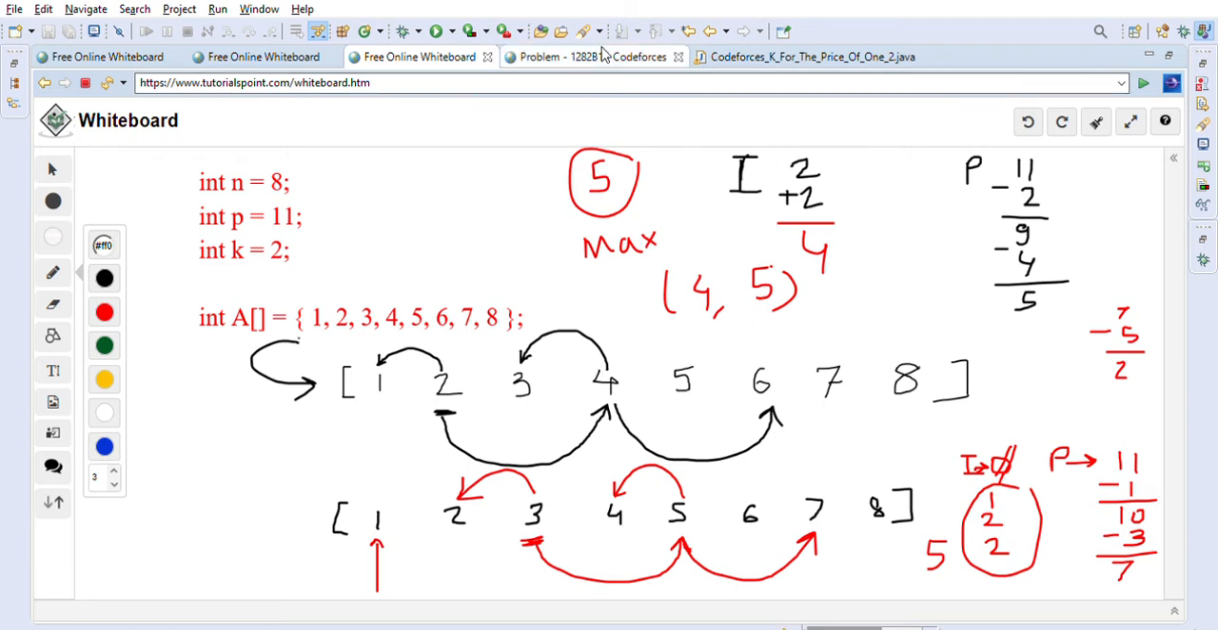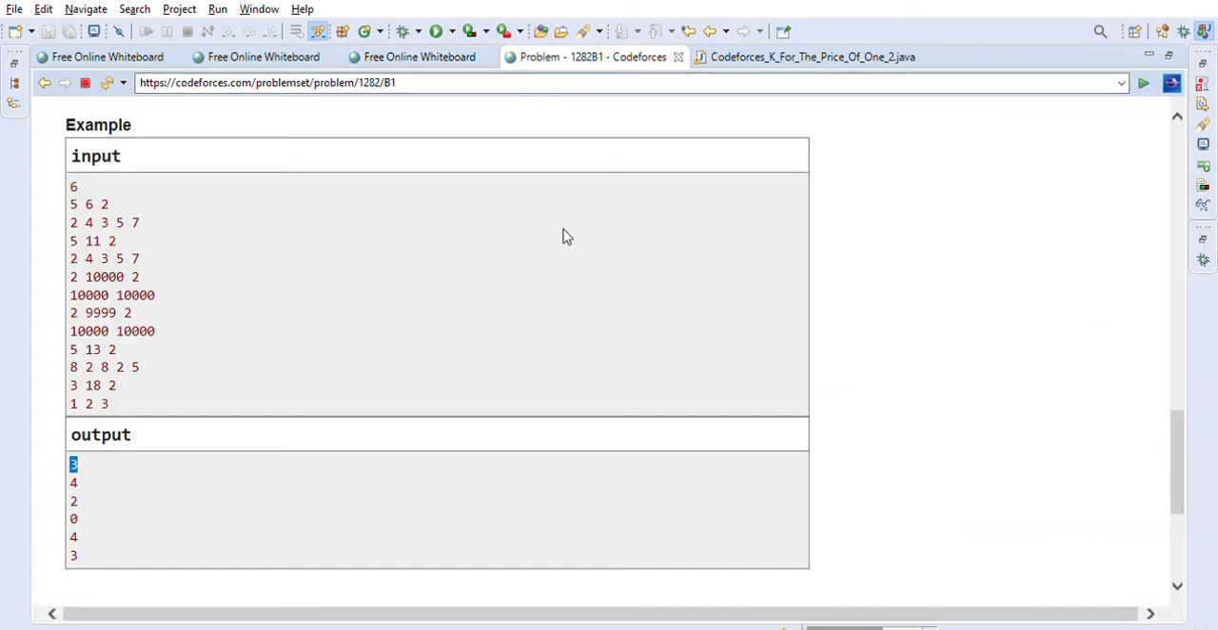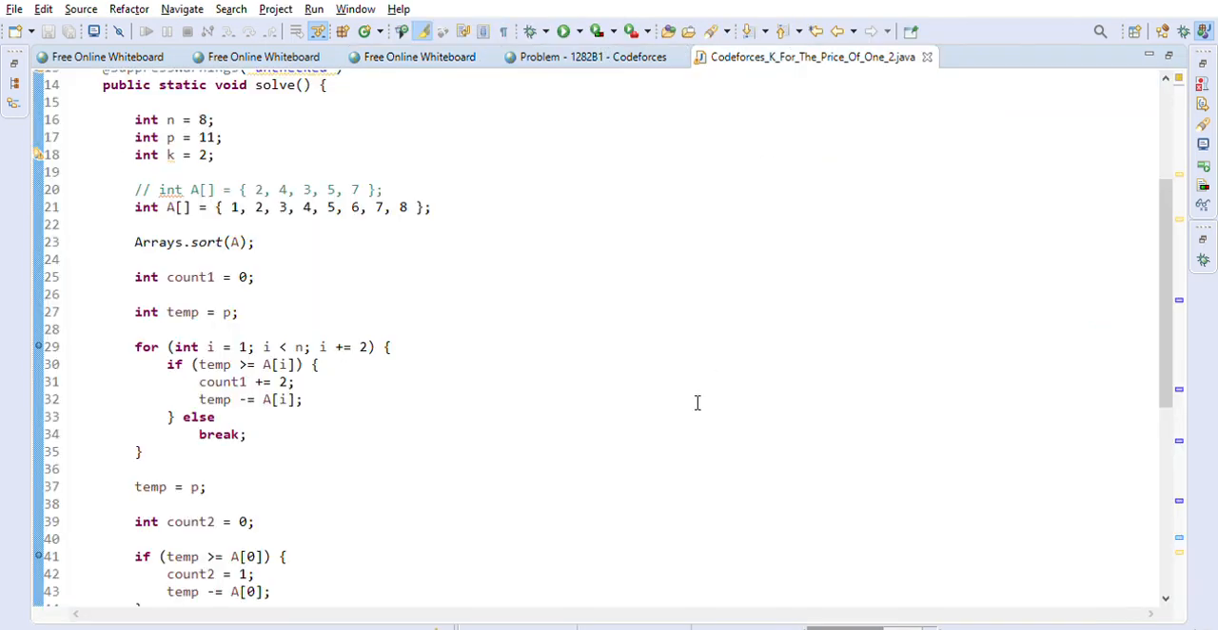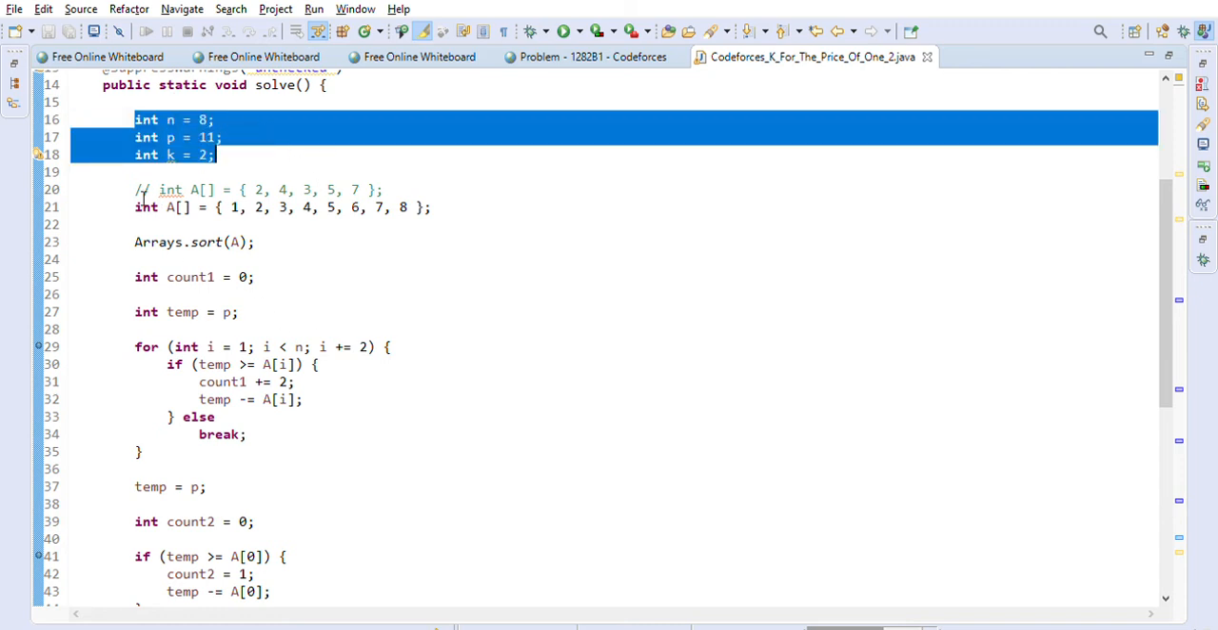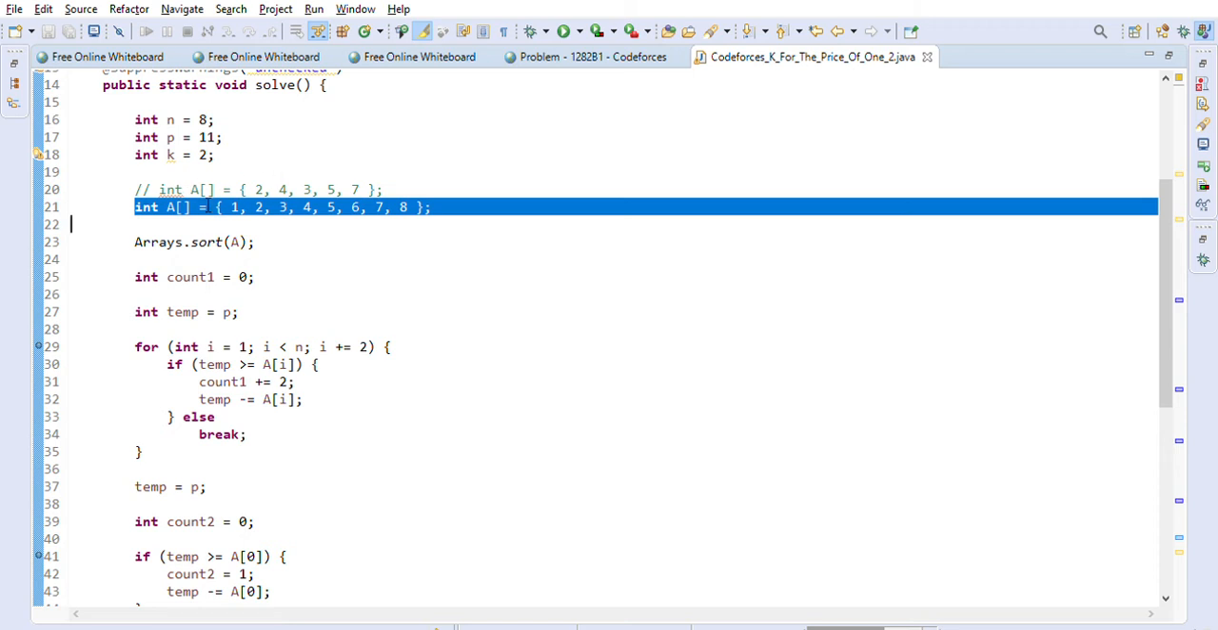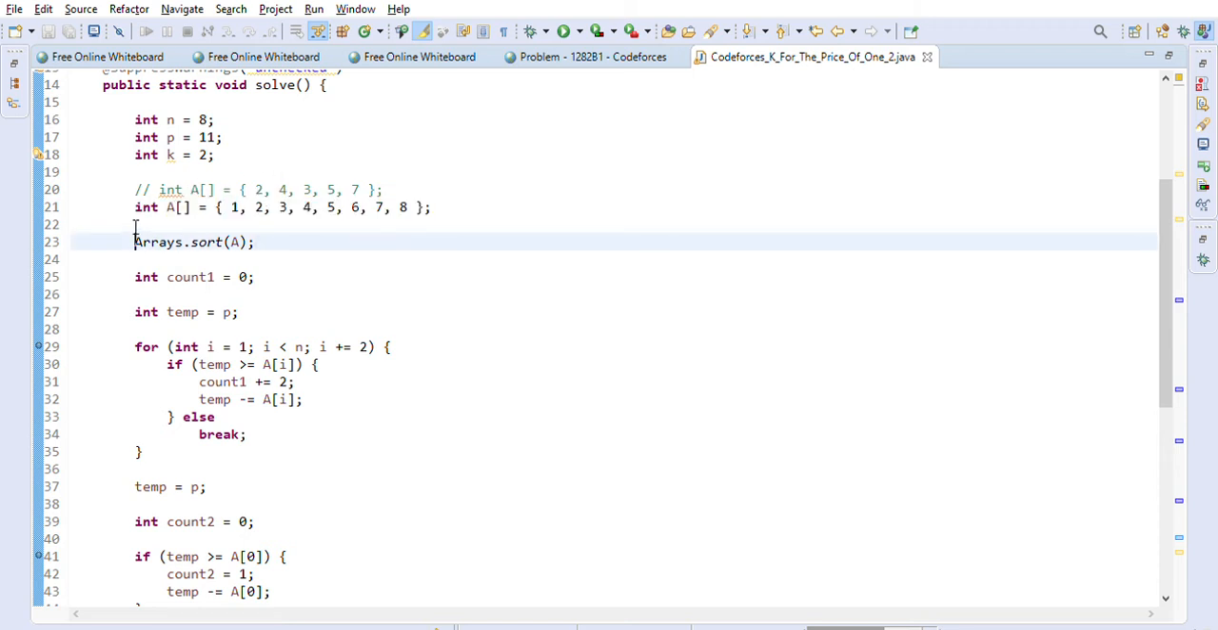So let's take a look at the Java code now for this solution. So n, p, k is given to us. This is the example we just saw. This is the array of prices. So first thing is we are going to sort the array of prices, right? After that we will create count1 variable and temporary variable.